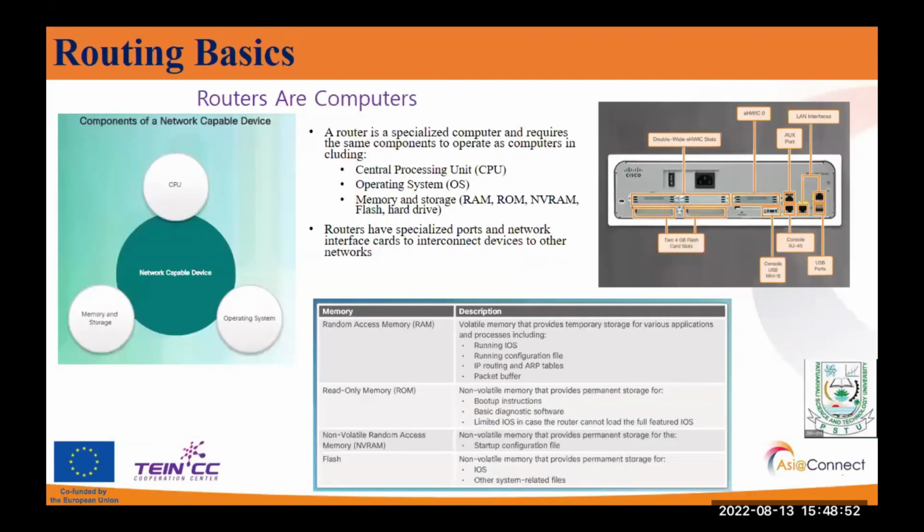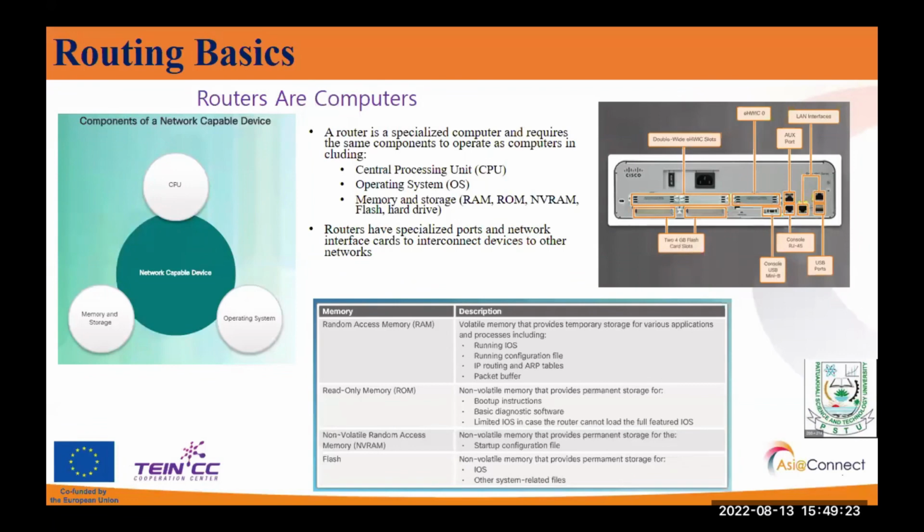So a router is one kind of computer, because any computing device, I mean network capable devices, computer, tablet, or smartphone nowadays, requires the following components to operate as shown: the CPU, operating system, and different kinds of memory and storage. So a router has all these things. A router is a specialized computer and requires the same components to operate as computers, including the CPU, OS, and different kinds of memory.